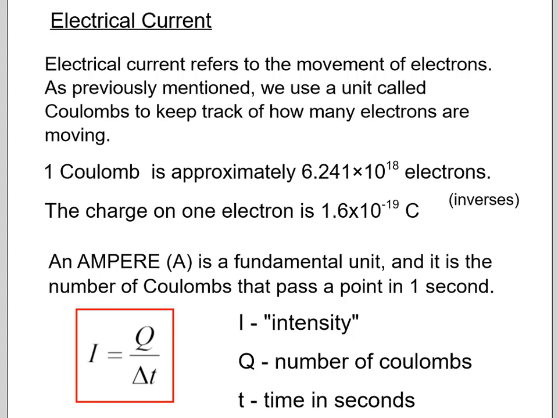Okay, so we started our electricity conversation with looking at voltage, which was sort of the motor or the force, the pressure, the push, the oomph that makes electrons flow. And there are various analogies to talk about voltage. One of them is a water analogy, so we're going to keep with that concept and look at electrical current, and this will be the flow of electrons. So electrical current refers to the movement of electrons.